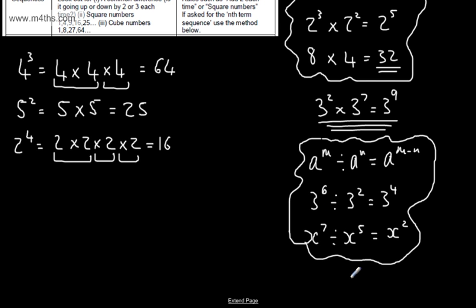Just to complete this, I'm just going to give you now that x to the power of 0 is 1. Anything to the power of 0 is 1. 3 to the power of 0 is 1. 5 to the power of 0 is equal to 1. So that's just an additional bit.